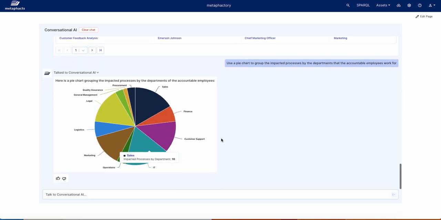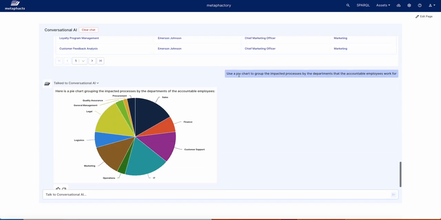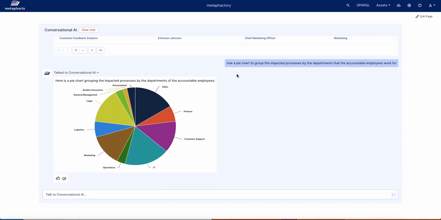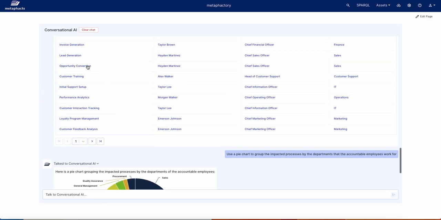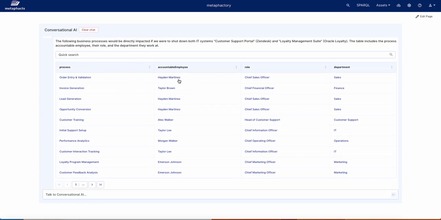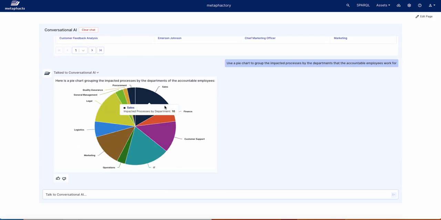Right, and here to finalize, we know that if we were to shut down these two IT systems, several processes would be impacted. Those processes which are impacted, we can see here, have different accountable employees, each of them having different roles, working at different departments. So if we group those accountable employees from the impacted processes by department, this is how the visualization would look. And we could see that IT and Sales would be the two departments having most of the accountable employees.